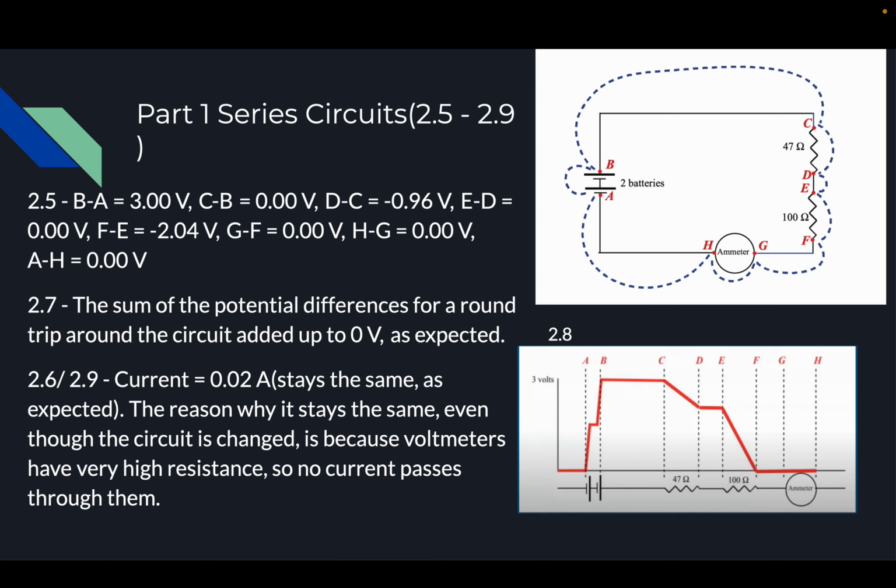Also, the current is the same because even though the circuit is changed by adding the voltmeters, they have very high resistance, so no current passes through them. And then you see here with the graph, I basically just graphed the potential difference at each of these locations here.